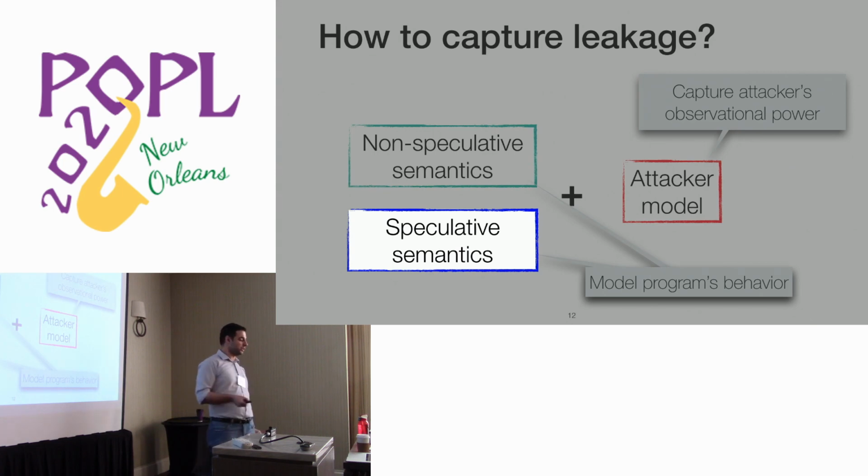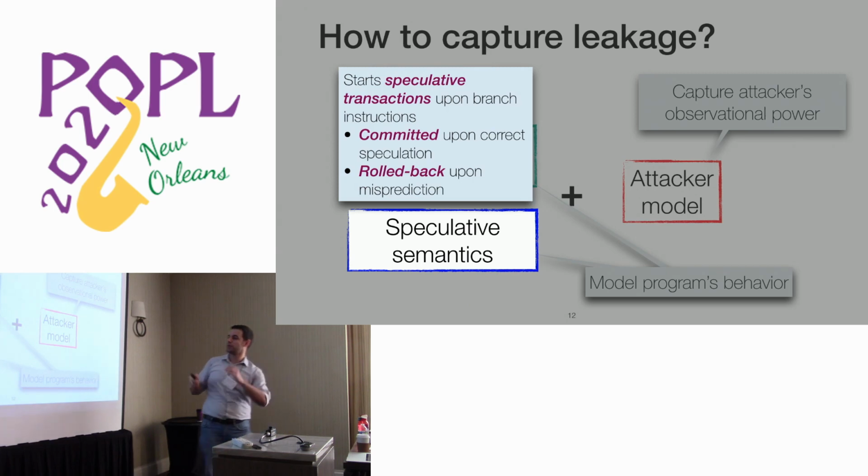Speculative semantics is more interesting. It captures the effects of speculatively executed instructions. I'm not really going to go into the details, but what we do is we extend the standard semantics with a concept called the prediction oracle. The prediction oracle abstracts away all the details of branch prediction strategies.